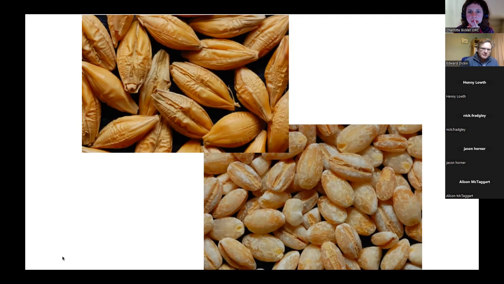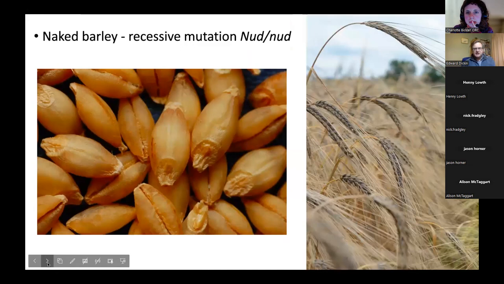But where barley is traditionally used as human food is naked barley. Naked barley is naked because it threshes free from the husk. It's ready to use, so you can flake it, mill it into flour. It tastes delicious. And there are lots of good reasons for wanting to eat barley.